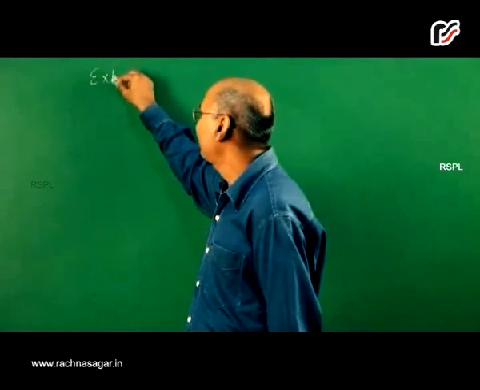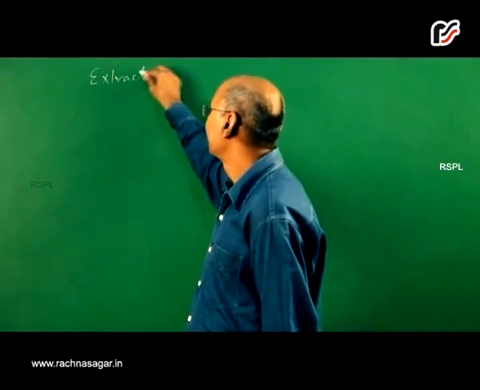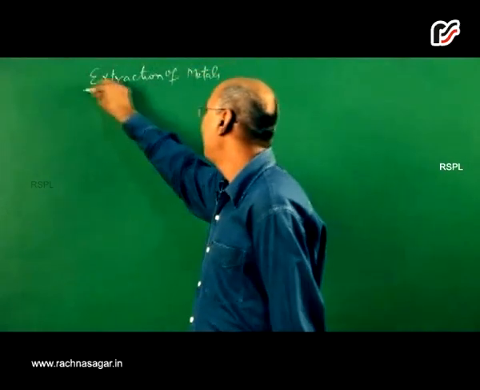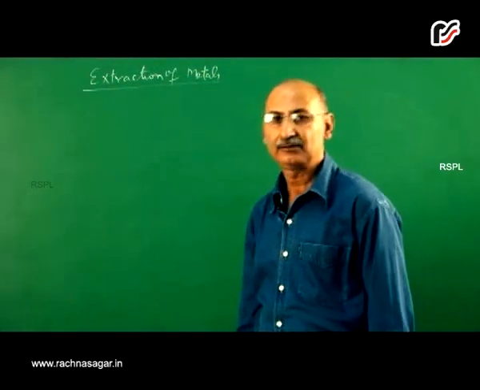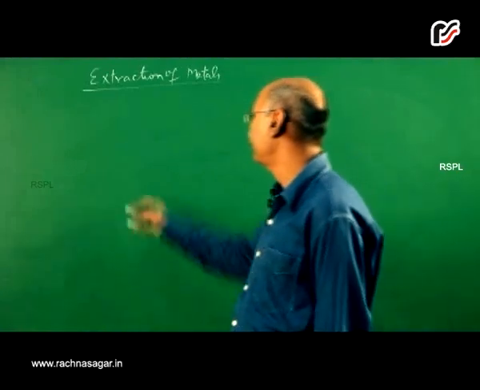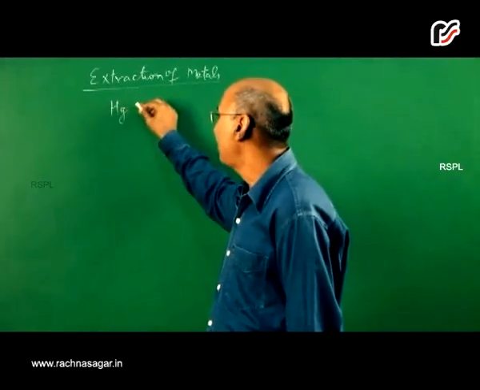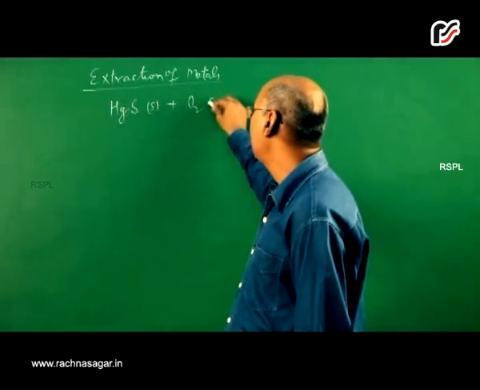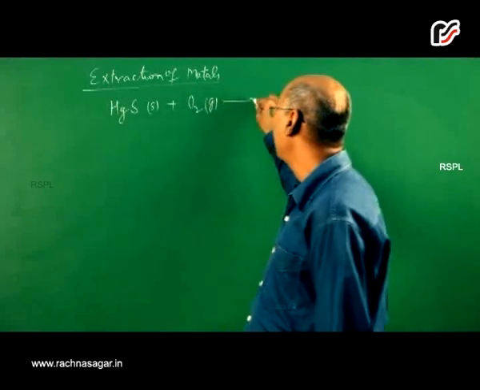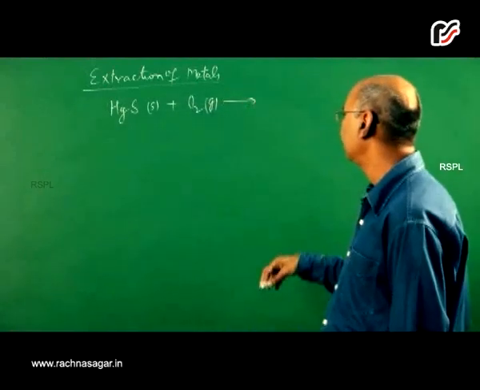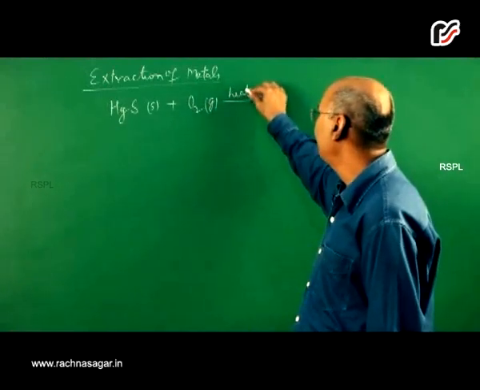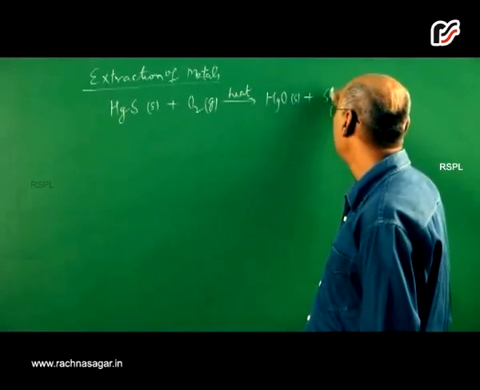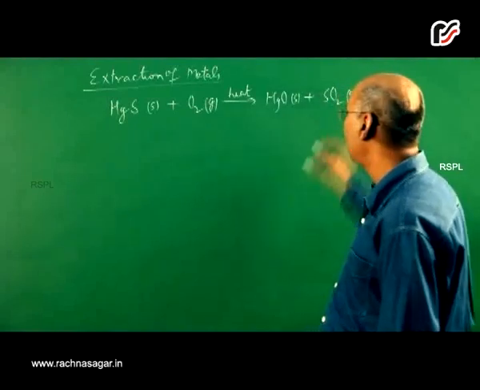Let's take up extraction of metals. In extraction of metals, the method we use depends upon the reactivity of the metals. For example, cinnabar is HgS. When its roasting is done, what is roasting? Heating of ore in presence of oxygen. When cinnabar is roasted, it results in the formation of mercuric oxide solid plus sulfur dioxide gas.